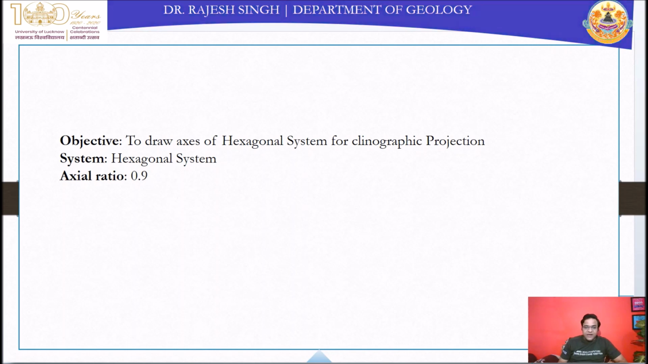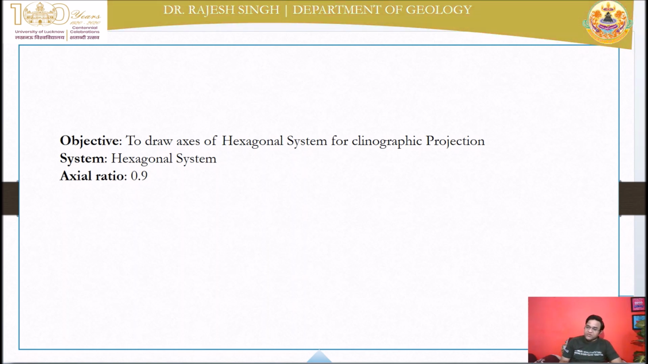In this lecture, I am going to demonstrate how to draw the axes of the hexagonal system for the clinographic projection. This is beryl, a hexagonal crystal belonging to the hexagonal system. In this lecture, we will convert the axes of the isometric system into the hexagonal system for the purpose of the clinographic projection, that means for drawing this 3D object onto 2D paper.